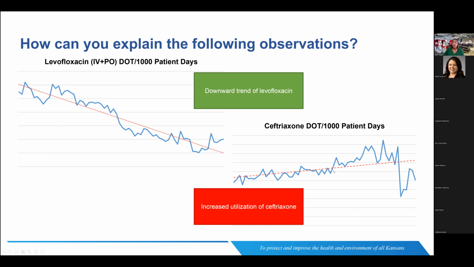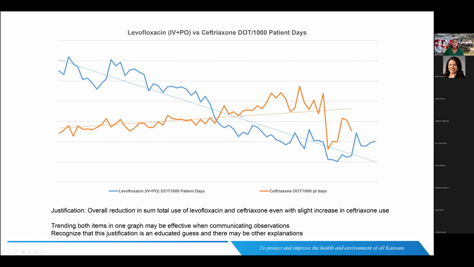So this created an alarm in our physicians' brains of, wait, why are we seeing so much ceftriaxone use? And so what we did is we co-trended both ceftriaxone and levofloxacin together to get an idea of, is this a true shifting of use from one to the other, or are we still seeing some overall reduction? And what are our opportunities for improvement? Being able to display it visually like this, even just looking at the lines, you're looking at a total overall decrease in utilization, even though we are seeing a little bit of shifting of use.